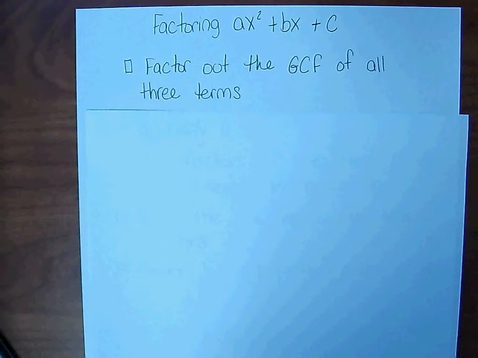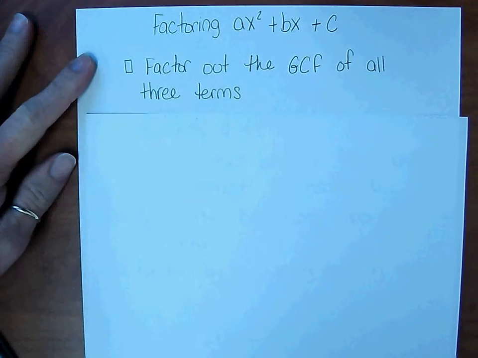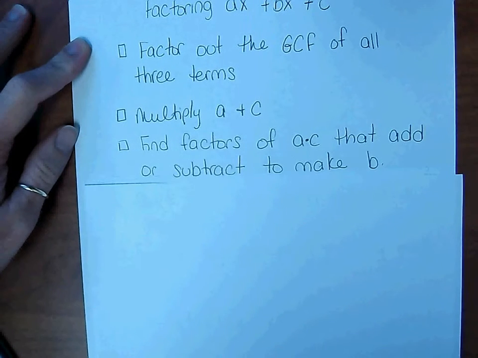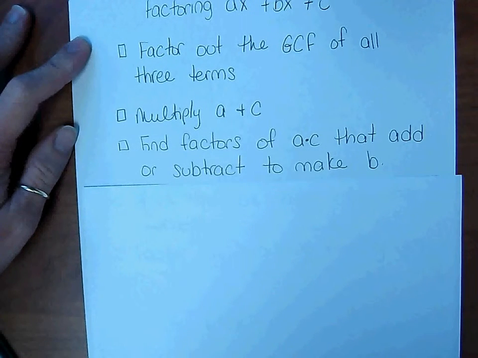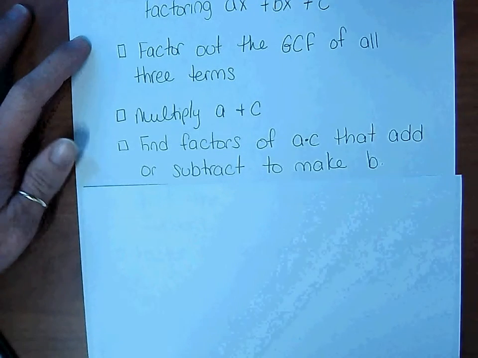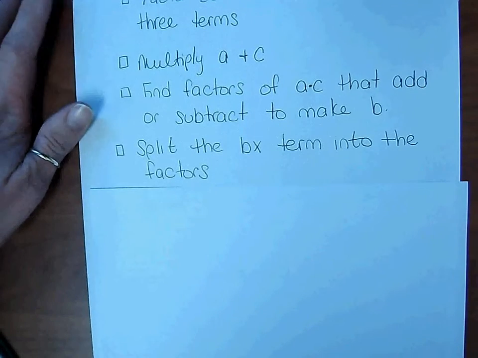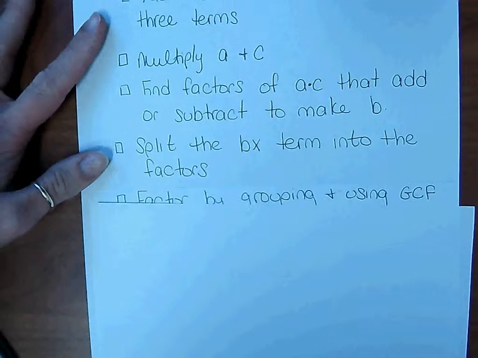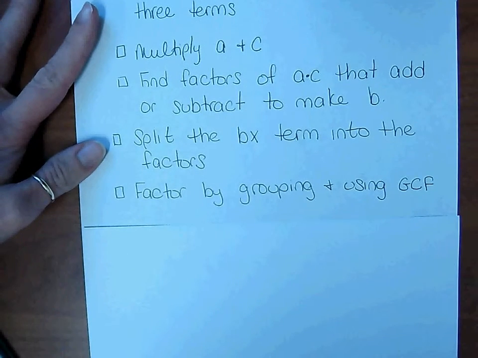So if you can factor out the GCF from all three terms, do that and then continue on with the steps. If there is no GCF between all three of the terms, then here's where you will start. You'll multiply a and c together. Then you're going to find the factors of a times c that add or subtract to make b. Then you're going to split the bx term into the factors. And you're going to factor by grouping and using GCF.